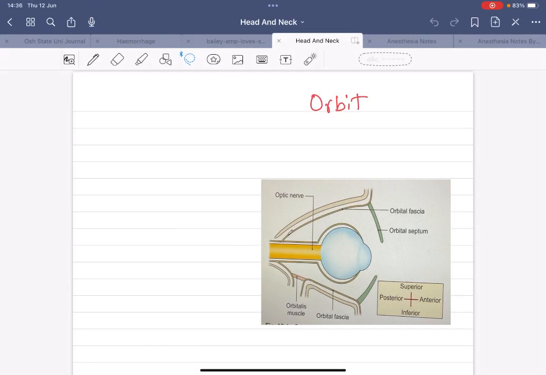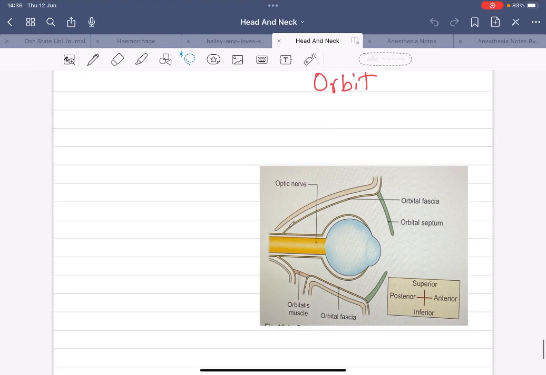Our topic of discussion is orbit. What are the contents of the orbit? And then we are going to study about the muscles in relation to the eye, that are the extraocular and the intraocular muscles. So first of all, we must know what are the contents of the orbit.